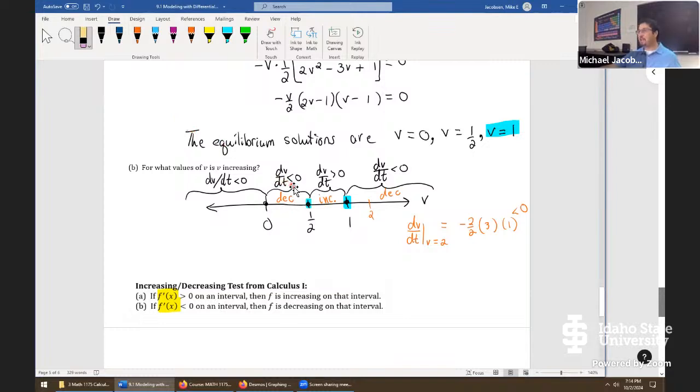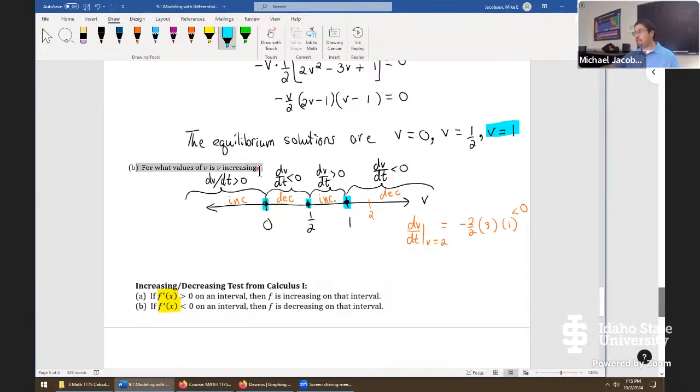Let me start over. We had negative, that one's then positive. Let me flip that around. There we go. That one's positive, which means it's increasing. And that means this solution right here, at an electrical potential of 0, if your potential starts off negative, it increases towards it. If it starts off between 0 and 1/2, it will decrease towards it. So that's kind of interesting in the model.